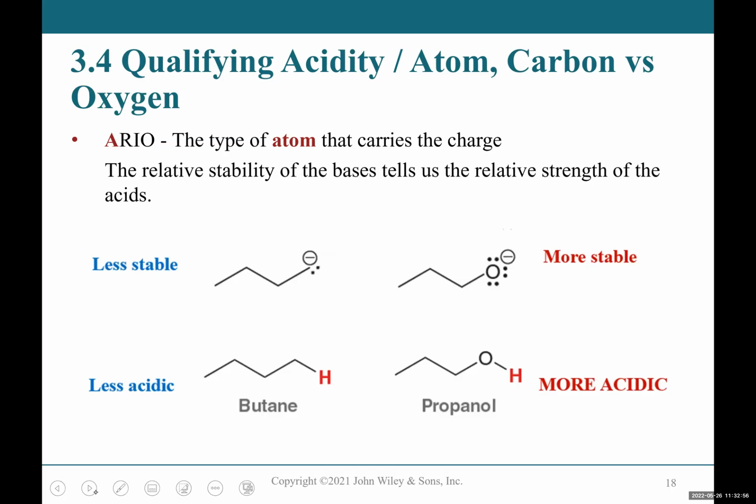And they're just showing you, less stable, less acidic. And this would be more acidic right here because you can stabilize that charge on that oxygen more than you can here.